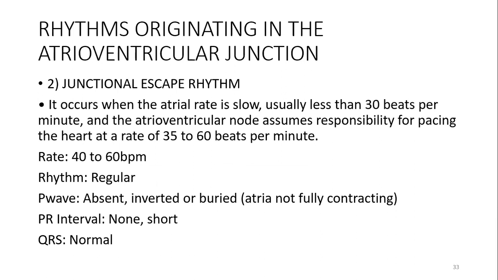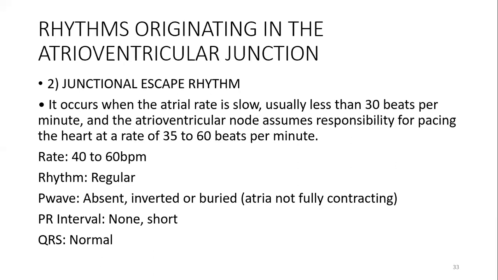So for the AV disorders originating from the AV junction still, we have junctional escape rhythm. Now, remember we had the sinus arrest. Junctional escape rhythm can occur when sinus arrest persists for too long. So it usually occurs when the atrial rate is slow, usually less than 30 beats per minute.